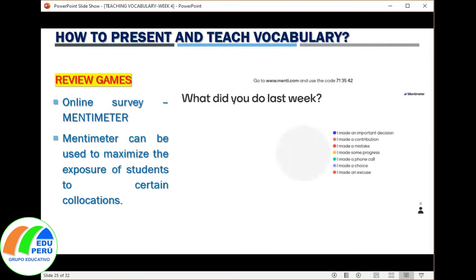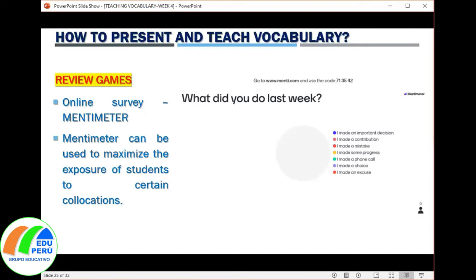For example, now this is a Mentimeter. You could use a pulse or service at the moment, no? And you are going to answer at the moment. For example, what did you do last week? This is the question. And you give your students the opportunity to choose, no? What did they do? I made an important decision, I made a contribution, I made a mistake, I made some progress, I made a phone call, I made a choice, I made an excuse.